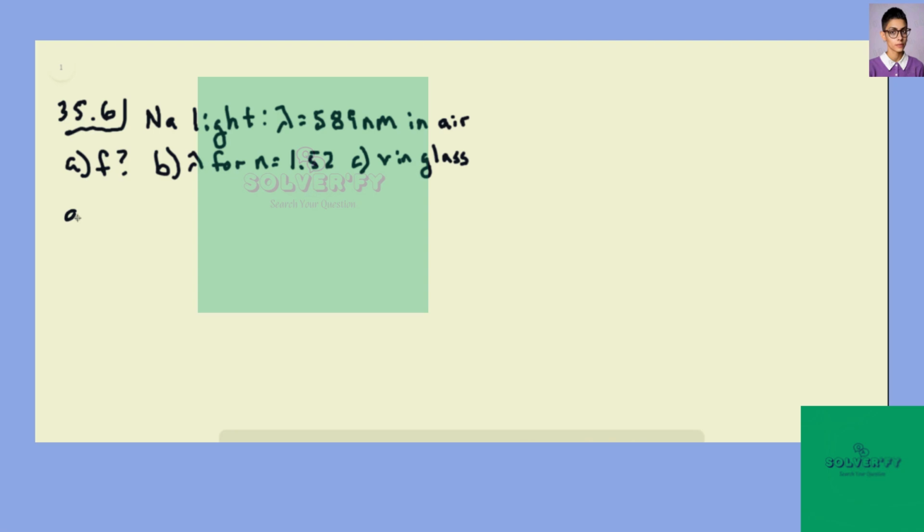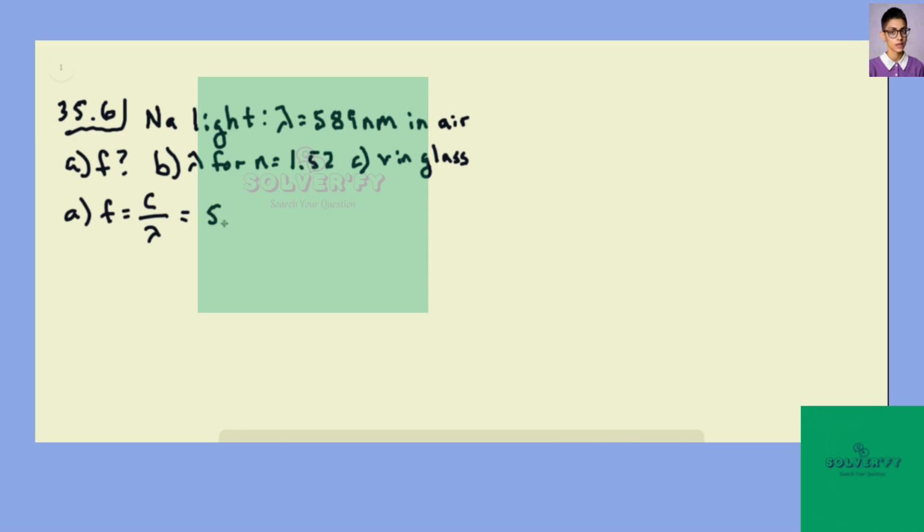Anyway, we want to find its frequency. We want to find what its wavelength is if it enters some glass with a refractive index of 1.52. And then we want to find its speed in that glass using these two facts, the frequency and the wavelength. So the frequency is just the speed over the wavelength.